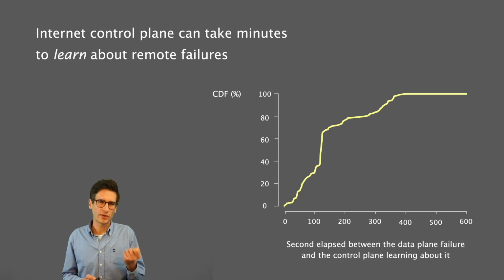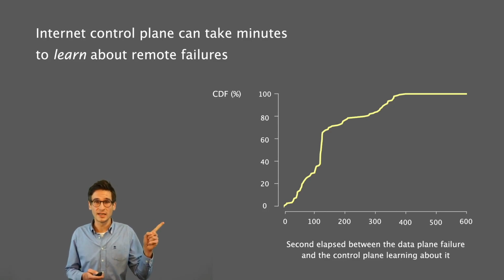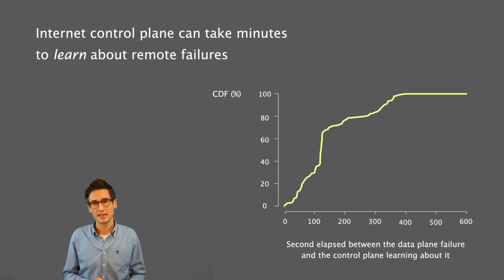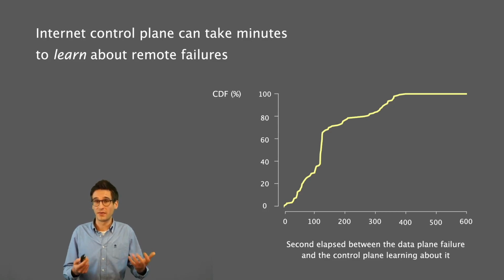But what is important here to see is that in the worst case, it can take up to 10 minutes for a router to even figure out that there is a problem in the internet. And what is also interesting, I think, is the median point, the 50% mark, where you can see that it can take more than 100 seconds for BGP routers in the median case to figure out that there is a remote failure.